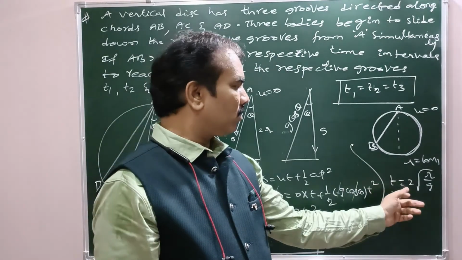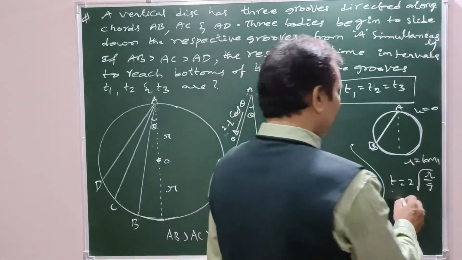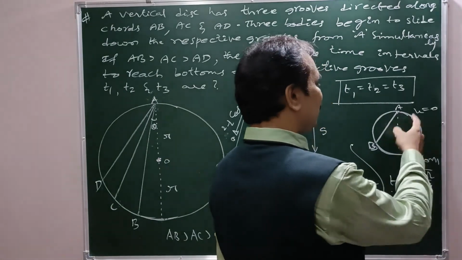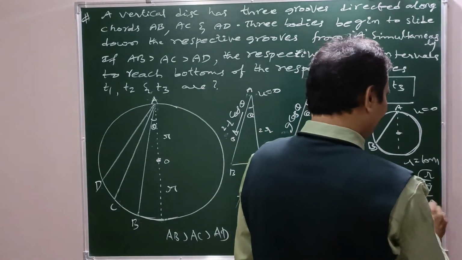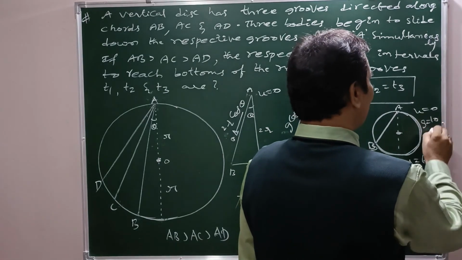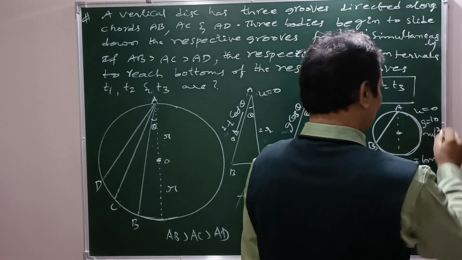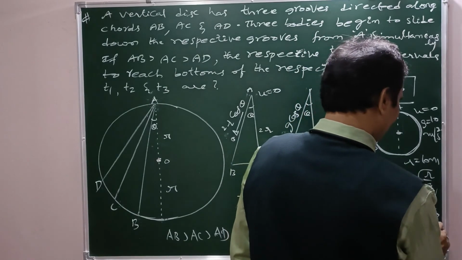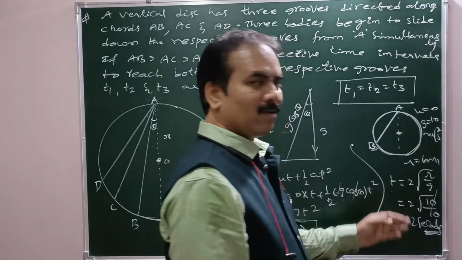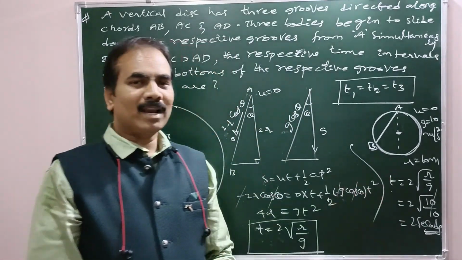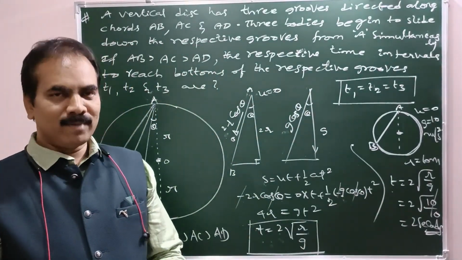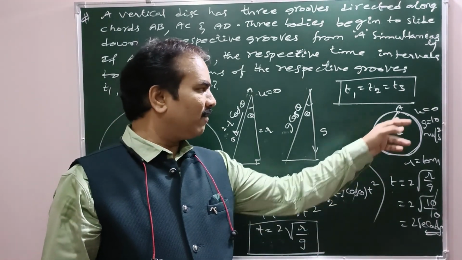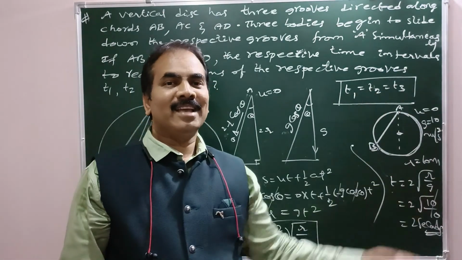t equal to 2 into root over R by g. Here R is the radius of the disc, that is 10 meter, and g is also 10 meter per second square, for example. So 10 by 10 cancels. That is 2 seconds. This is one integer question. That is how one can find the time taken by a bead when it slides down the string fixed between A and B on a vertical circle.